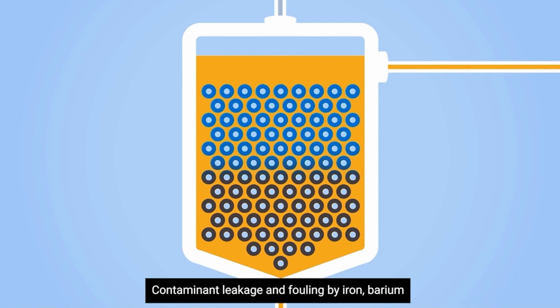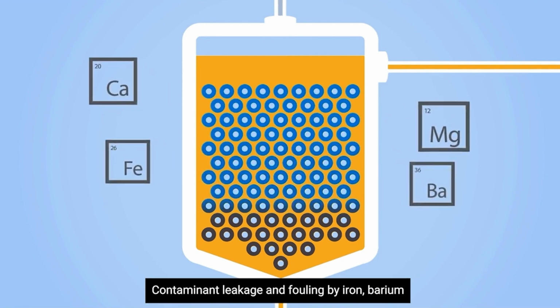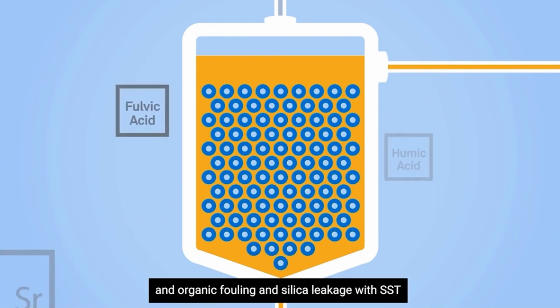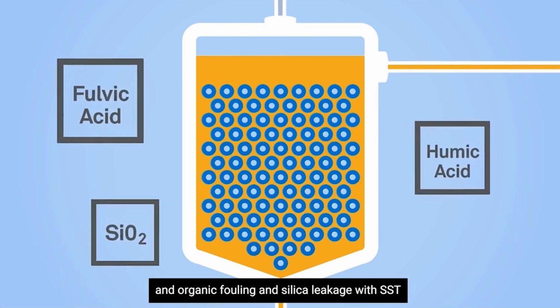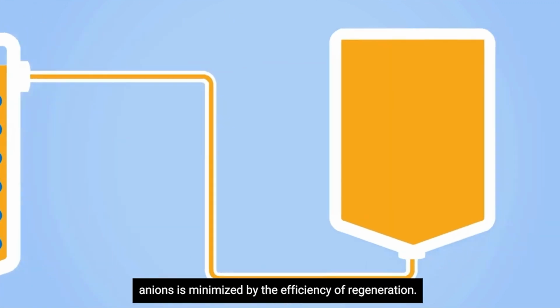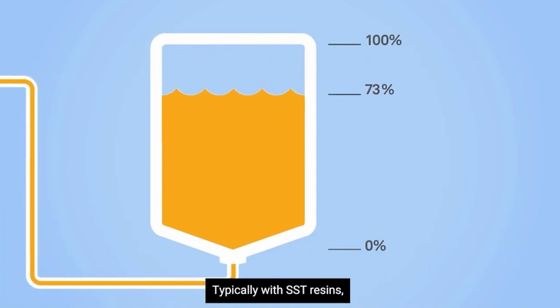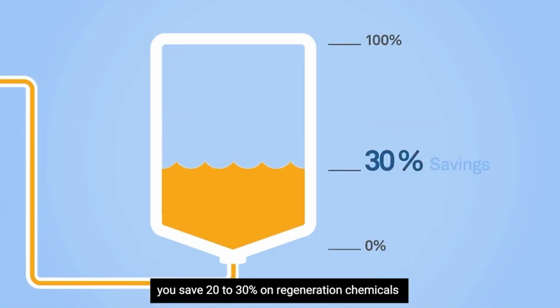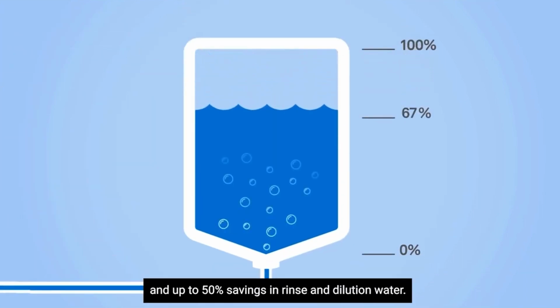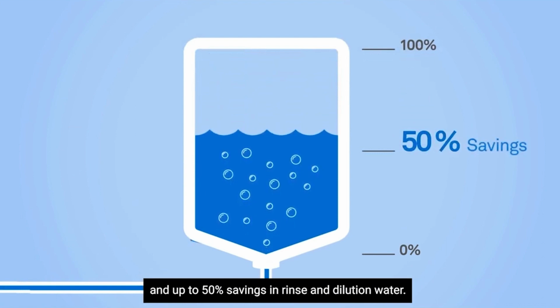Contaminant leakage and fouling by iron, barium, and strontium with SST cations, and organic fouling and silica leakage with SST anions is minimized by the efficiency of regeneration. Typically, with SST resins, you save 20 to 30% on regeneration chemicals with equal or better operating performance, and up to 50% savings in rinse and dilution water.